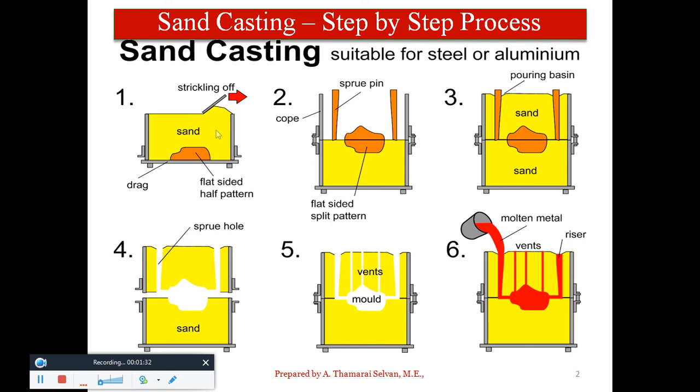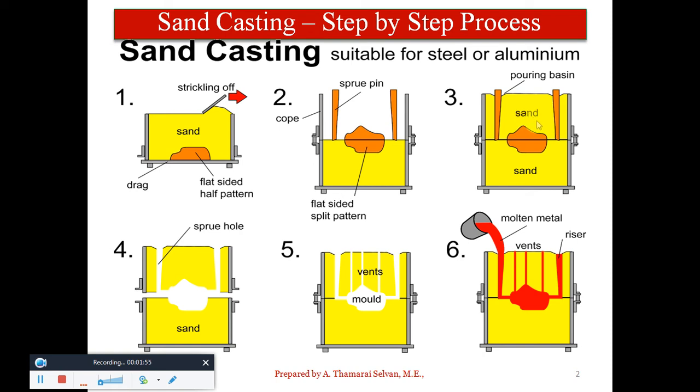After that, we have to keep the sprue pin and a riser. The riser is not shown here, but opposite to the sprue pin we have a riser, so we have to keep it on the dividing line. And the next half of the pattern is also to be kept on this bottom half pattern, and again the sand is to be filled and rammed for close packing.